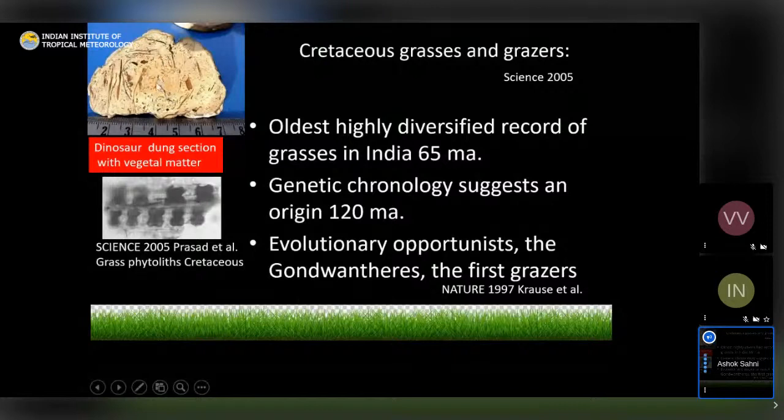So when this was macerated, my colleague Vandana Prasad from the BSIP was able to recover these silica nodules. The silica nodules basically are known as phytoliths, and from the phytoliths, we were able to recognize that the oldest record of grasses was in India at this point of time. So many things were happening at 65 million years.